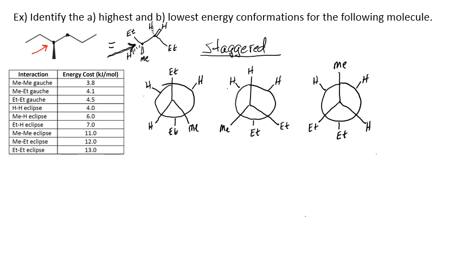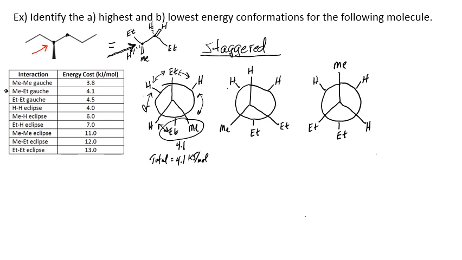So we're going to use the table on the left. And again, I'll always give you these values. Now, an ethyl hydrogen, there's no cost. Hydrogen, hydrogen, no cost. So that's 0, 0. But what we do have is a gauche interaction, an ethyl-methyl gauche. So let's find it on our table. Ethyl-methyl gauche is worth 4.1. And again, the ethyl hydrogen doesn't cost anything. So the total here is 4.1 kilojoules per mole.